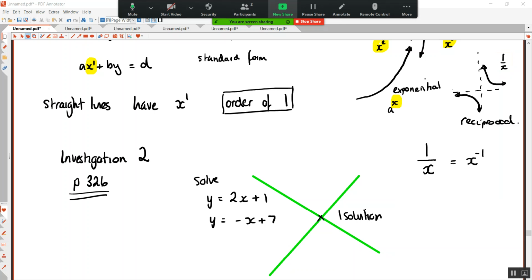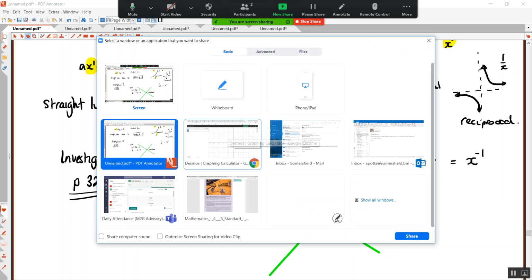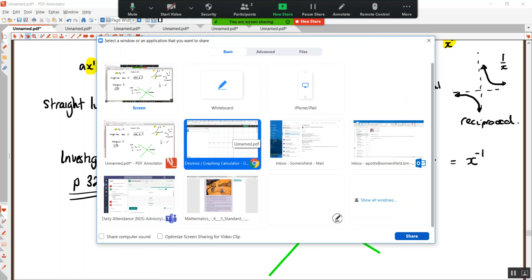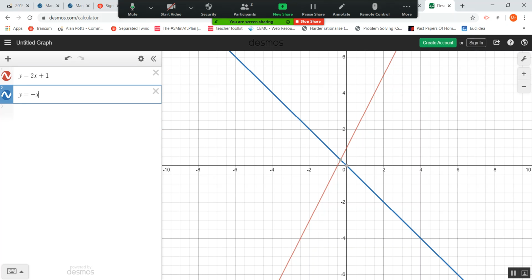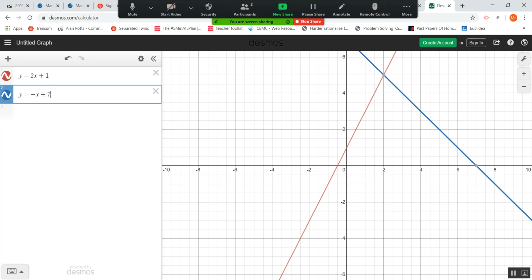Okay. So I'm just going to change us over to Desmos. And what we did was we had a look at some of the equations. So I'm looking at investigation 2 on page 326. And I put in the pairs that they said. So I've got y equals 2x plus 1 is a straight line. Straight line is x to the power of 1, which is good. That's in gradient intercept form. But the other one is y equals negative x plus 7. Again, x to the power of 1 is another straight line.